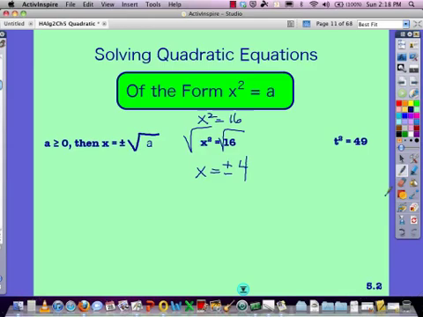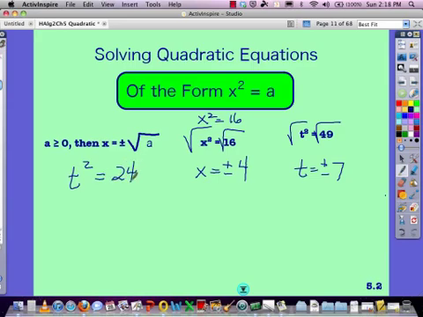Same thing here. If we did x squared equals 49, we take the square root of both sides. Nice perfect square numbers, t equals plus or minus 7. Now the question will come up, what if it's a not so nice number? If t squared equals 24 instead of 25, 24 is not a perfect square number. We still expect you to take the square root of both sides, and you'd get down to t equals plus or minus the square root of 24.